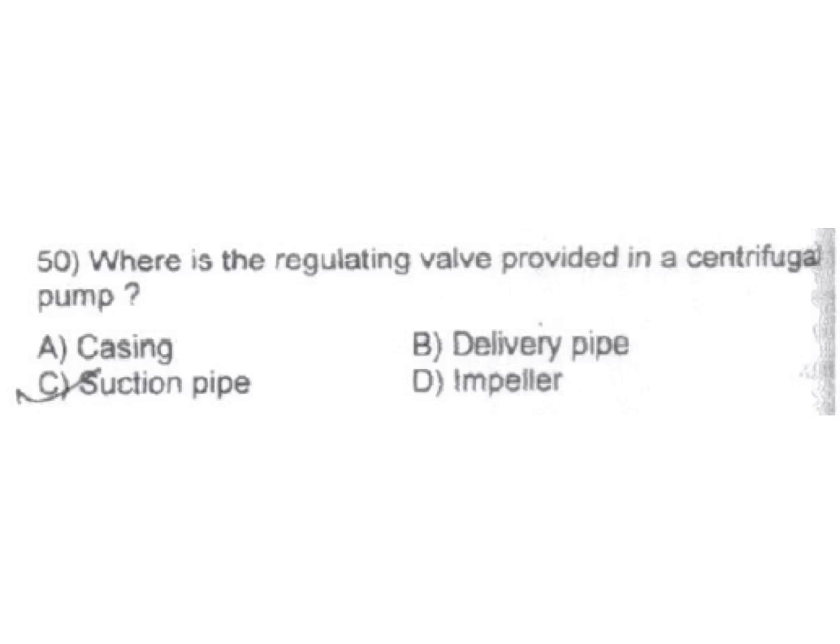Where is the regulating valve provided in a centrifugal pump? Regulating valve is provided in the delivery pipe. B is the answer.